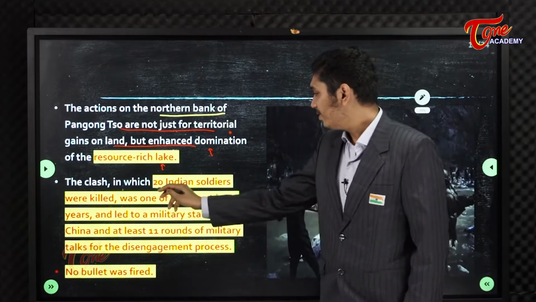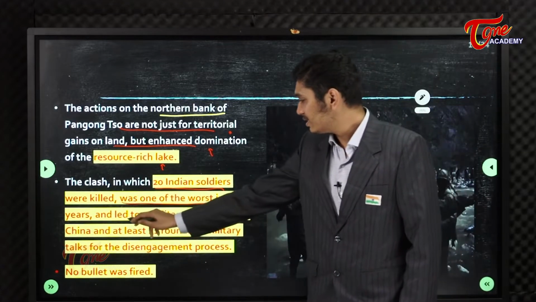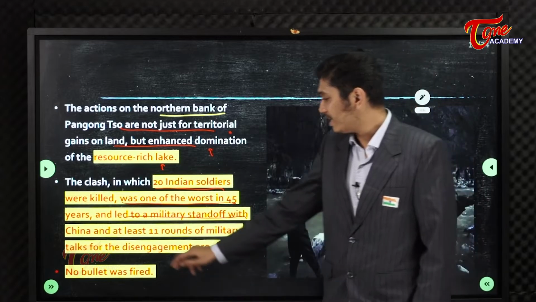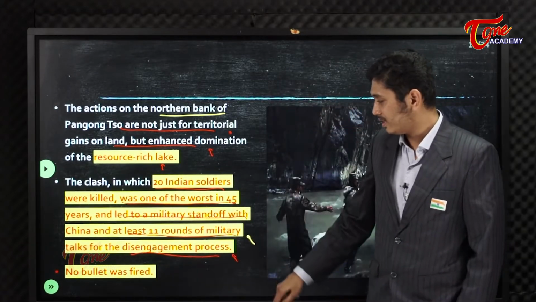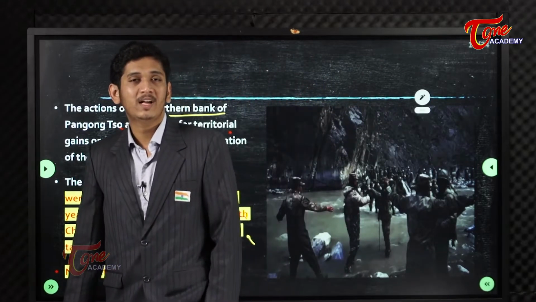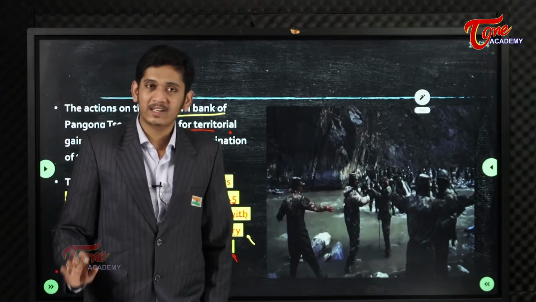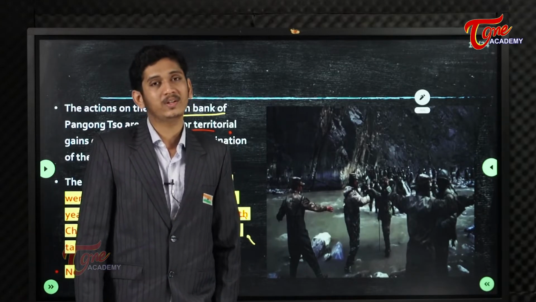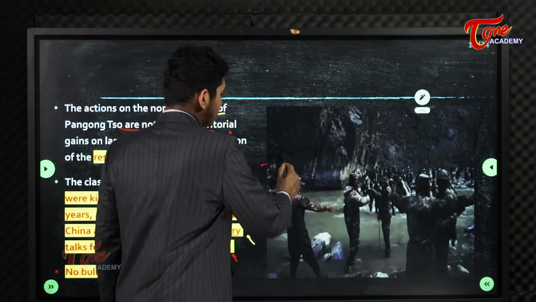In this clash, 20 Indian soldiers were killed. It was one of the worst in 45 years and led to the military standoff with China. At least 11 rounds of military talks were held for the disengagement process; no bullet was fired. Around 20 Indian soldiers died, and China first said there was no casualty on their side, but later accepted that around 5 of their soldiers also died in the clashes. So this was the exact picture of how the clashes were taking place.